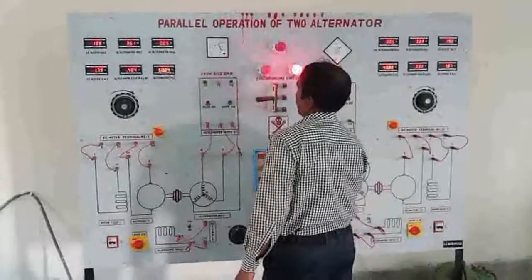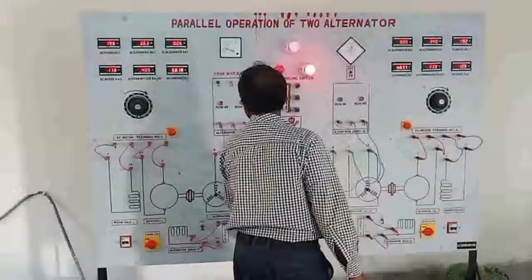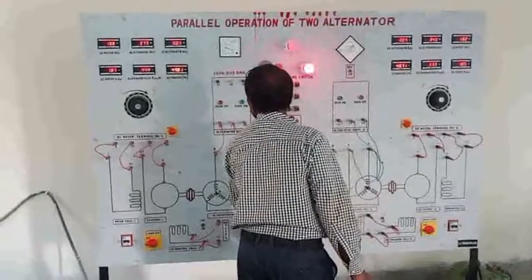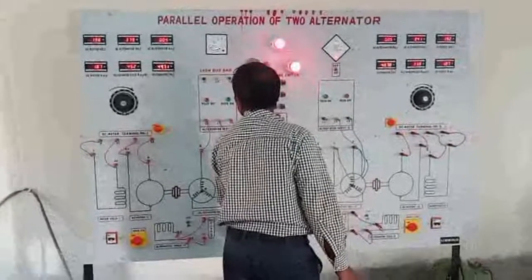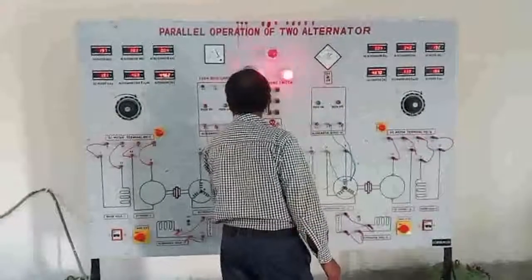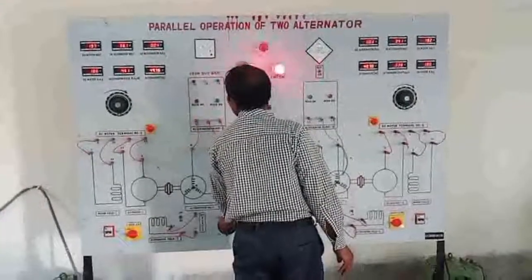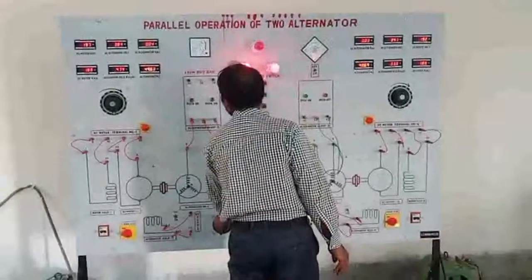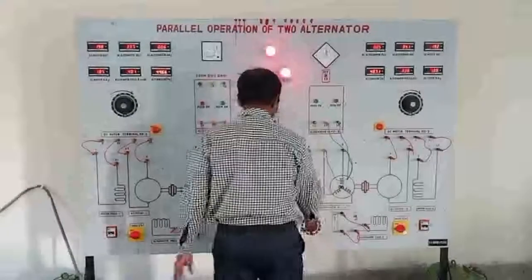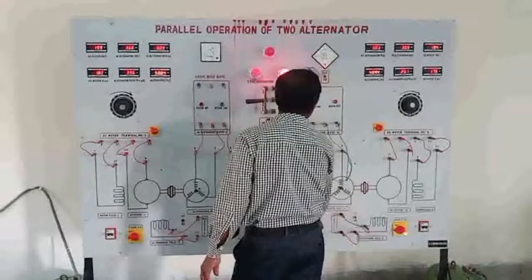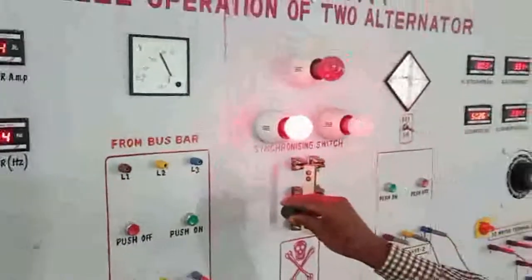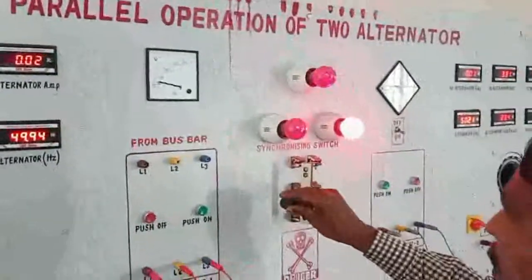So in the above section there is a voltmeter that is fluctuating very fast. Adjustment is done by Srivas sir. So now we are going to synchronize. See that the voltage fluctuation is very less.